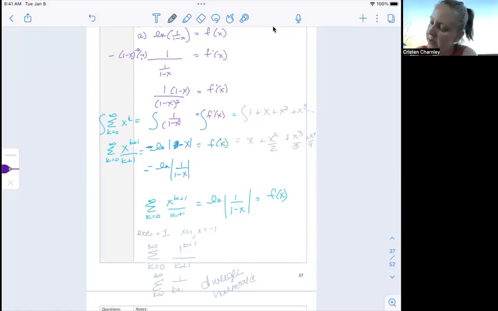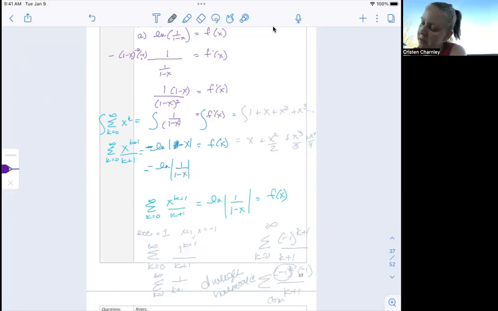So now I have -1 to the k plus 1 over k plus 1. So this is -1 to the k, -1 to the first over k plus 1. Because of this piece, it now alternates. So because it alternates, this one converges by the alternating series test, and that would be conditionally convergent.